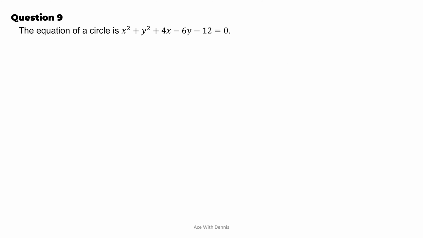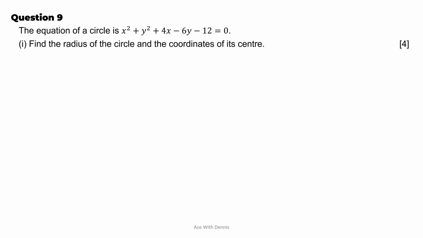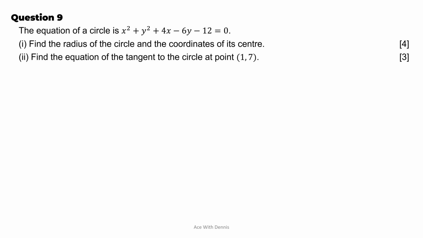Question 9. The equation of a circle is x squared plus y squared plus 4x minus 6y minus 12 equals 0. 1. Find the radius of the circle and the coordinates of its center. 4 marks. 2. Find the equation of the tangent to the circle at point (1, 7). 3 marks.